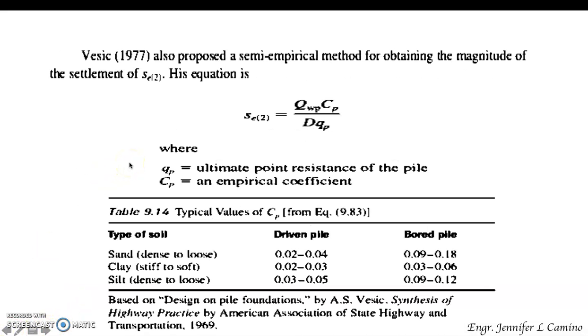According to Vesic, he also proposed a semi-empirical method for obtaining the magnitude of the settlement. So his equation is equal to this expression. And of course, you have your Q sub P, that is the ultimate point resistance of the pile. This C sub P is an empirical coefficient. And you have to take note that we have here a table showing the typical values of C sub P. So basically, we have here the types of soil, and we have values for driven pile and bored pile.